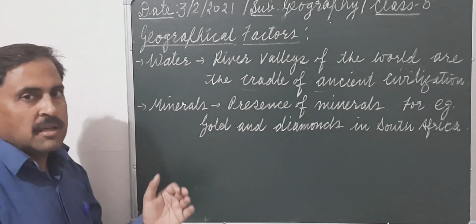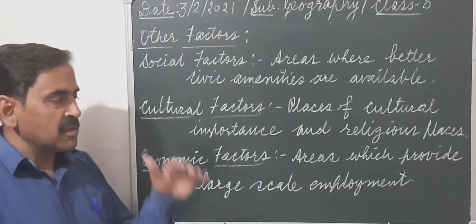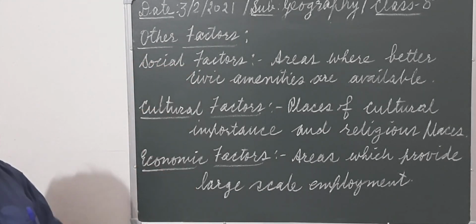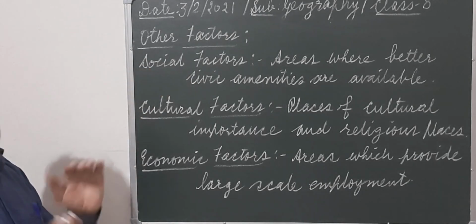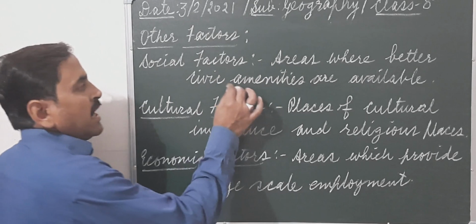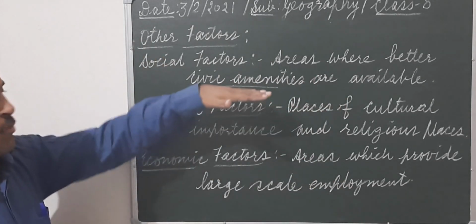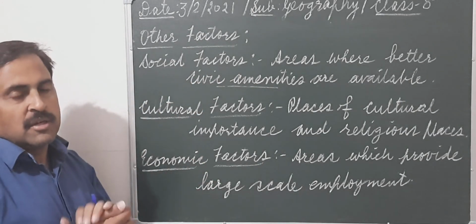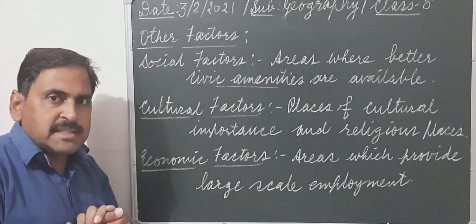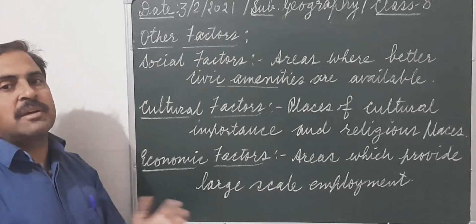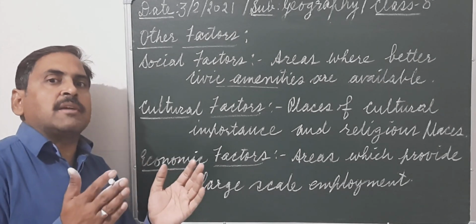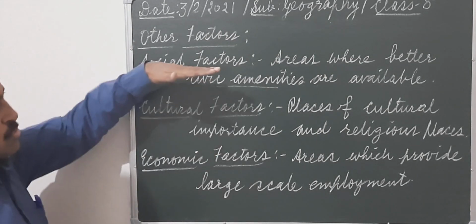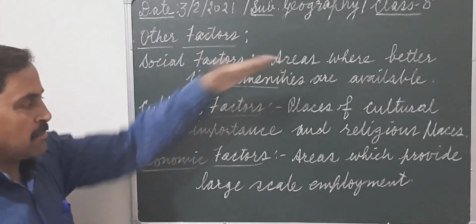Now let's talk about some other factors as well. Other factors include social factors, cultural factors, and economic factors. What are the social factors? There are some areas where better civic amenities are available. What are the better civic amenities? For example, good education, health facilities, good sanitation. Where will you find all these things? Generally in the city or urban area. So you will find the cities are getting more and more crowded and the village population is decreasing. So social factors also affect the concentration of population.